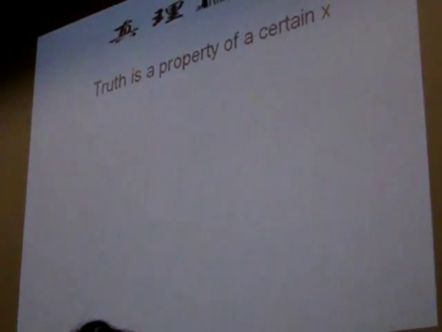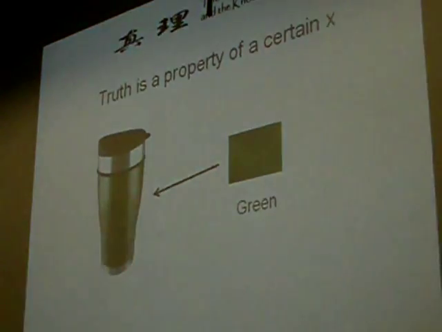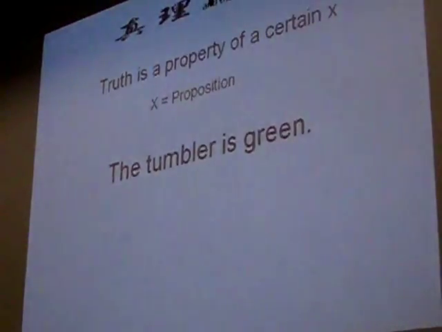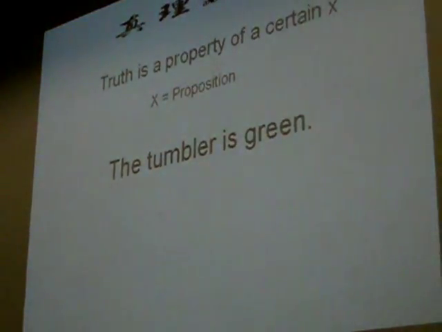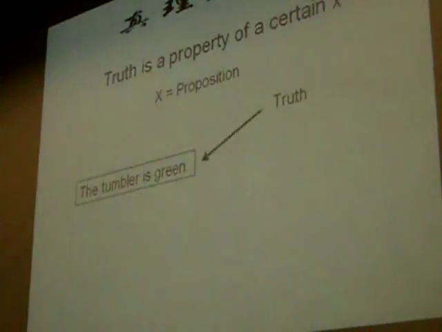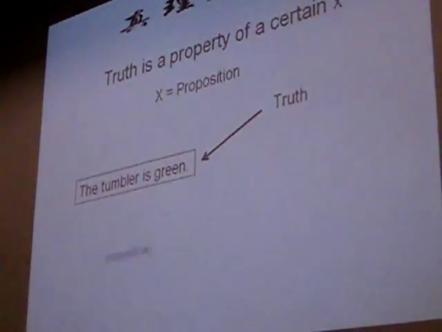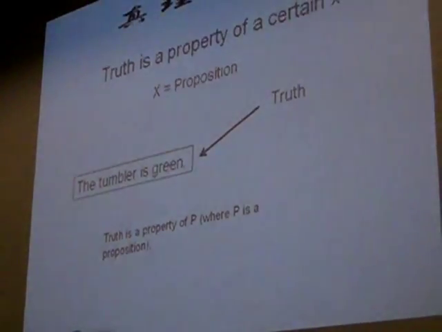Now, before I discuss the different theories offered by Garrett in this chapter and offer my critique, let's assume a definition of truth. A number of logicians and metaphysicians would say that truth is a property of a certain X, in the same way that green is a property of this tumbler. But what is X? They suppose that X is a proposition. So what is a proposition? A proposition is a claim, a statement. The tumbler is green is a proposition. And this proposition could either be true or false. So truth is a property of this proposition. Truth is a property of P, where P is a proposition.